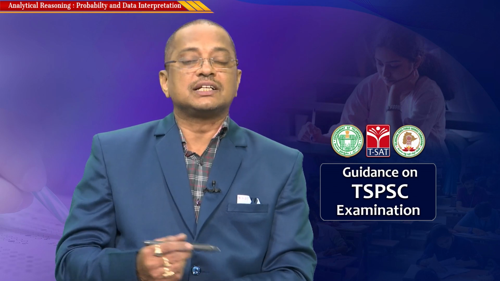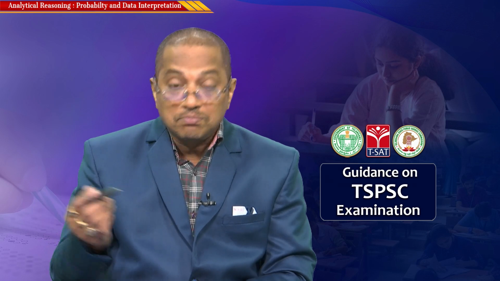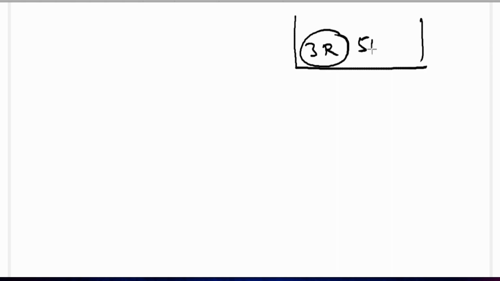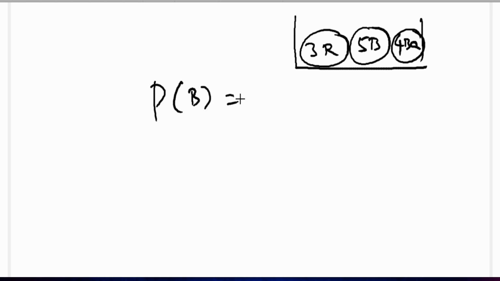Okay. So, generally they will ask a question like a box. See, in a box there are 3 red balls, 5 blue balls and 4 black balls. When you select one ball, what is the probability that the ball is blue? Probability of getting a blue ball. How many red balls are here? 3. How many black balls? 4. How many blue balls? 5. What is the total number of balls? 3 plus 5 is 8, plus 4 is 12.